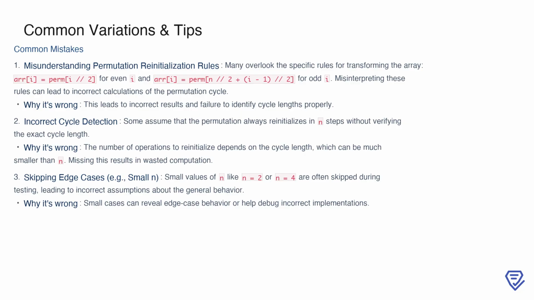Another frequent mistake is incorrectly assuming that the cycle length is always equal to n. This isn't true. The cycle length can be much smaller than n, and failing to verify this can result in wasted computation. Lastly, skipping edge cases, particularly for small values of n like n equals 2 or n equals 4, is another pitfall. These smaller cases often highlight unique behaviors or can help debug issues in your implementation, so it's important to account for them in your testing process.